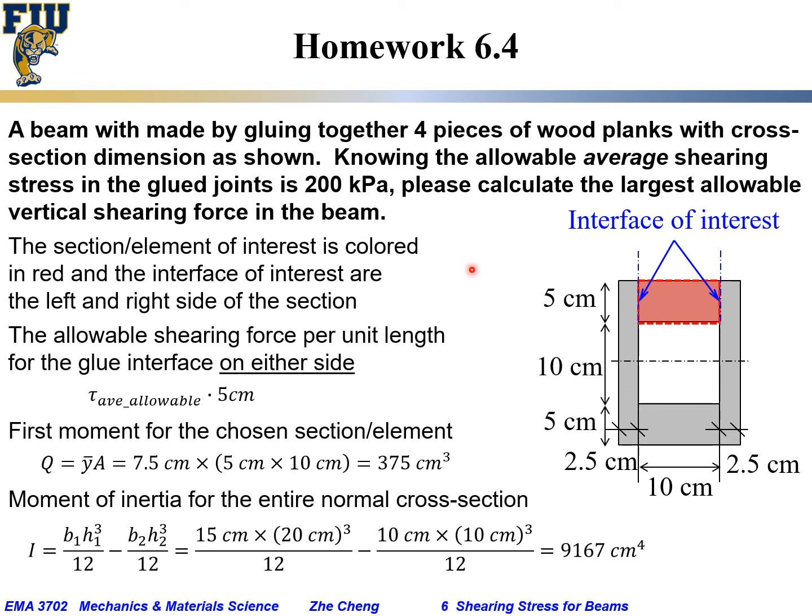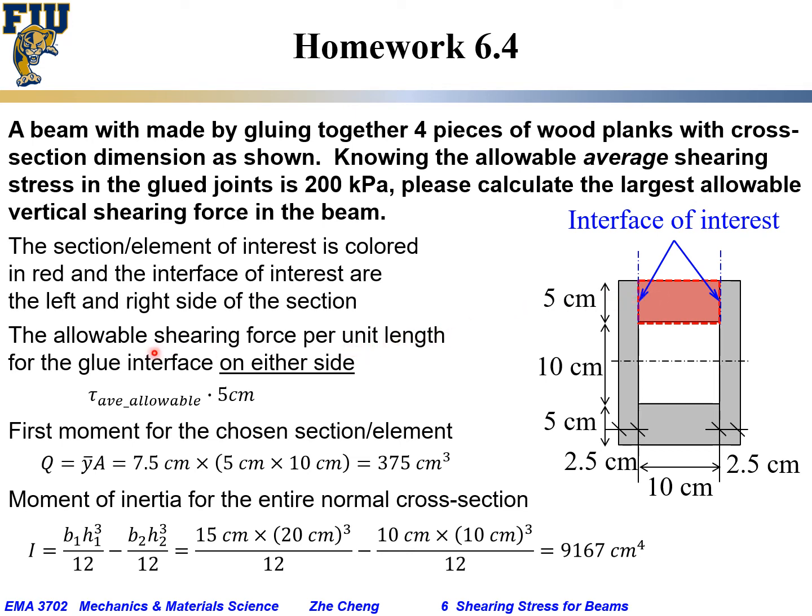So from the cross section, we can easily choose the element of interest to be this element or this piece on the top, okay, and it's glued on the left and on the right to the remaining part of the beam. So again, this red shaded part is our chosen element of interest.